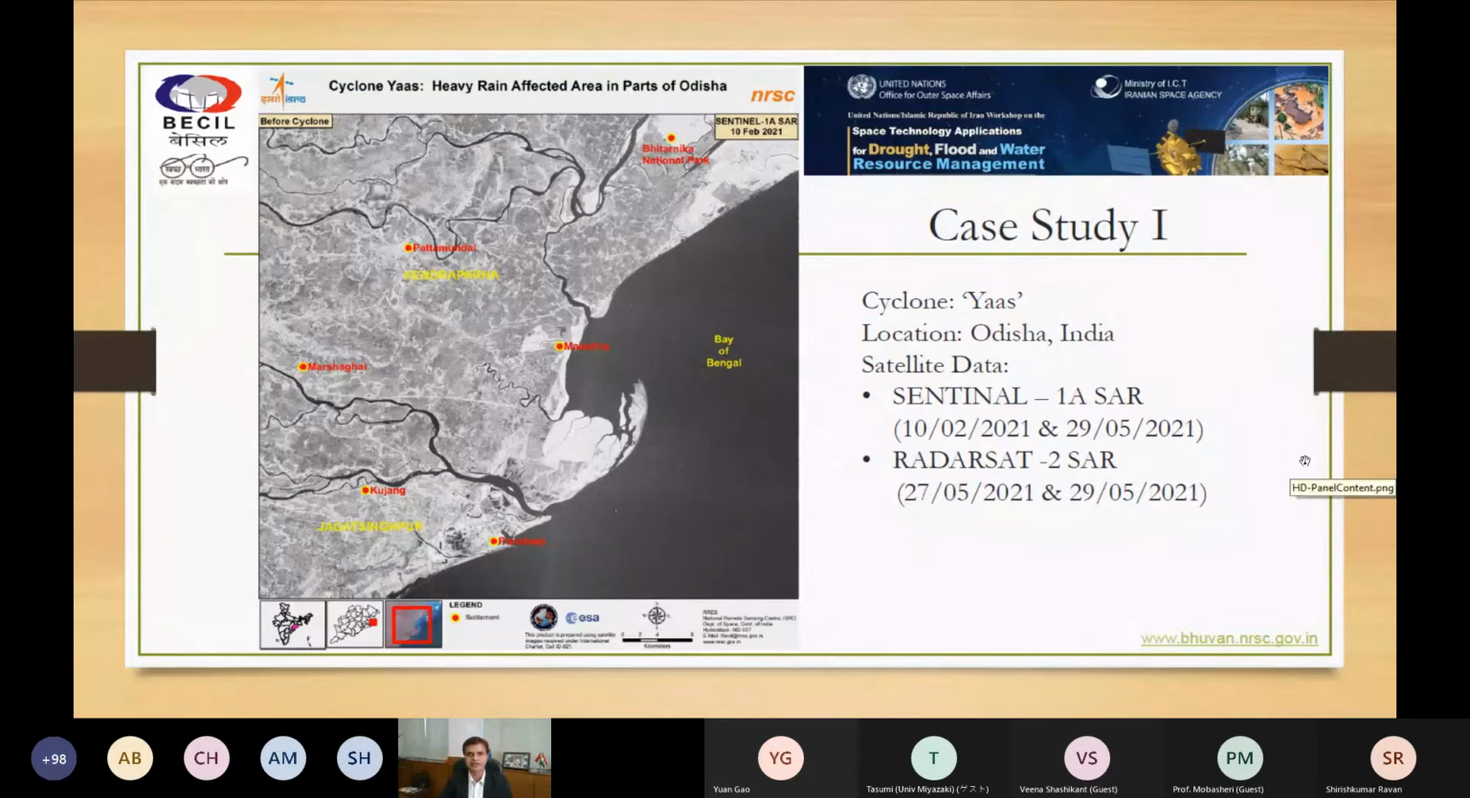So we have got a case study. You can say there was Cyclone Yaas, location Odisha, India. Satellite data, Sentinel-1 SAR, this is the period. And then the RISAT-2 SAR and cyclone, heavy rain effective in parts of the region. We were capable of identifying this particular cyclone, and we made an alert and the necessary arrangements for disaster management, and then things were amicably controlled, and we can take preventive measures in a much more advanced manner. Case study 2, next slide, please.